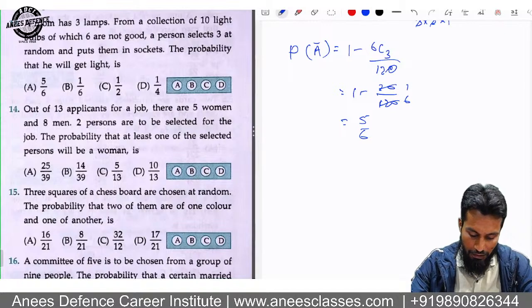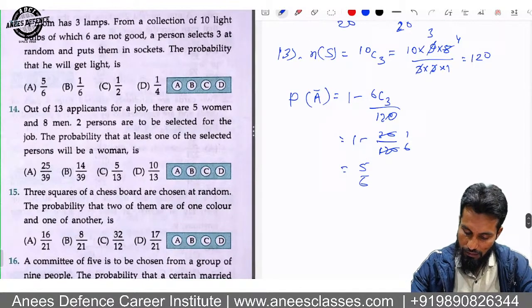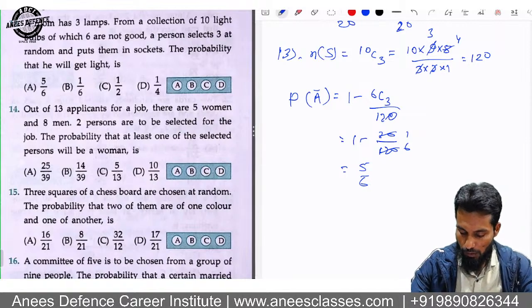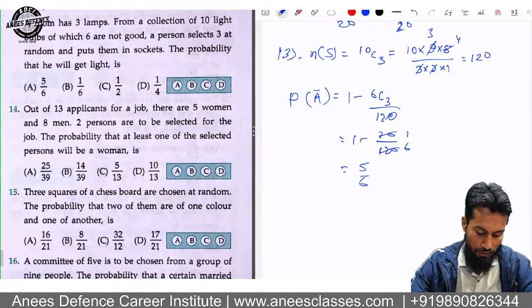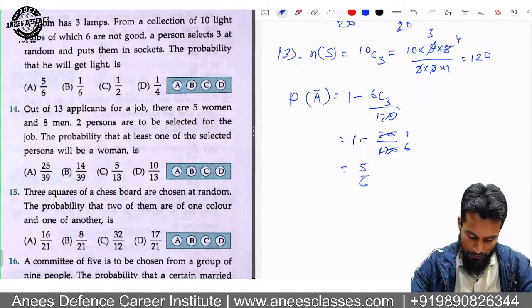So 1 minus 6C3. There are total 6 defective bulbs. From those 6 defective bulbs, you will select all the 3 defective, 6C3. Divide by total sample space, 10C3, which is 120. So divide 6C3 by 120, you will get the probability of defective bulbs. Then you subtract it from one, that is total probability, and you will get the non-defective cases. So that is 1 minus 20 by 120. That 20 is the value of 6C3. That is 1 by 6. When you subtract 1 minus 1 by 6, you will get 5 by 6. So your option will be A.